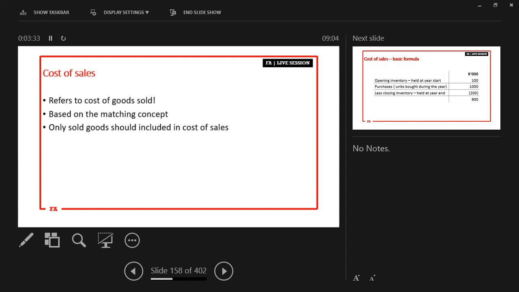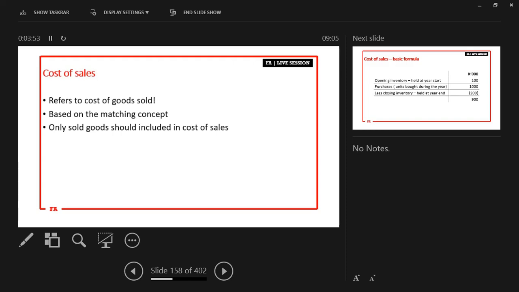Do you know why? The units of goods that you didn't sell should be treated as closing inventory. And closing inventory is an asset. A current asset. Did you hear that? It is an asset. Okay, let's proceed.